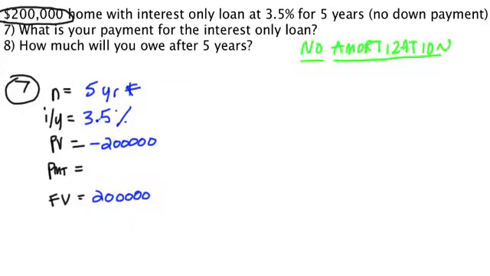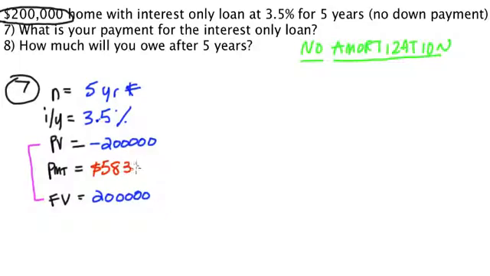$200,000. Now, what you see right here, this is the hallmark of no amortization or of interest only. Your present and future values will be equal. So plug them into your calculator. You're going to do 5 N, 3.5 I/Y, $200,000 make it negative, present value, $200,000 future value, and then you're going to hit compute payment, and you're going to get $583.33.